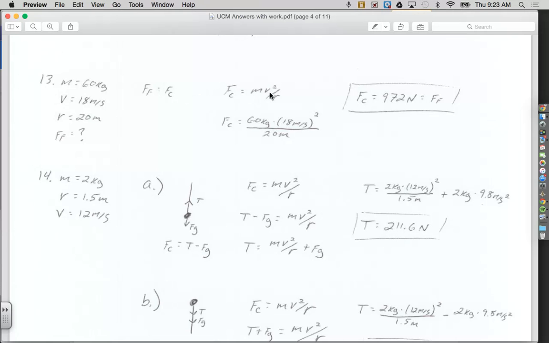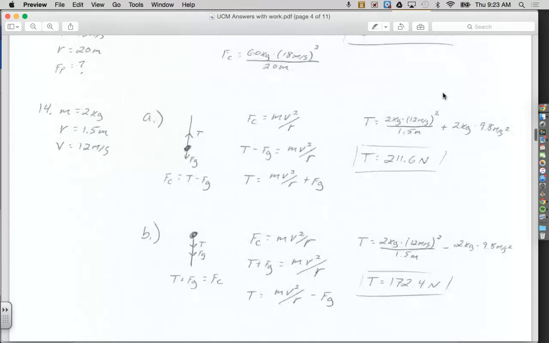I'm going to use the m v squared over r equation because I have m, I have v, and I have r. Plugging my numbers in, I get 60 kilograms times 18 meters per second, don't forget the squared, divided by r, which is 20 meters. And when I plug in, I get a centripetal force of 972 newtons. And centripetal force is friction, so my friction needs to be 972 newtons.